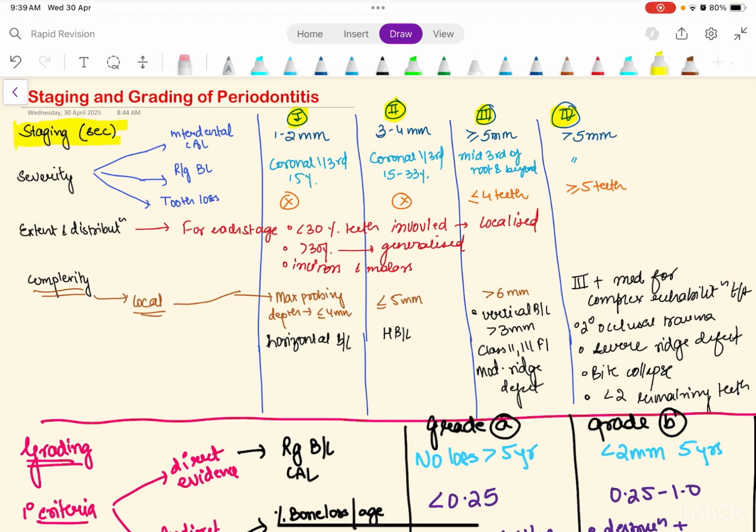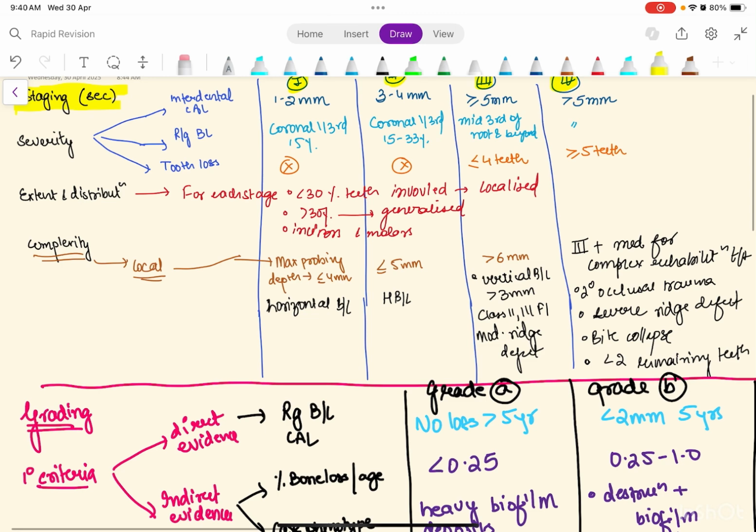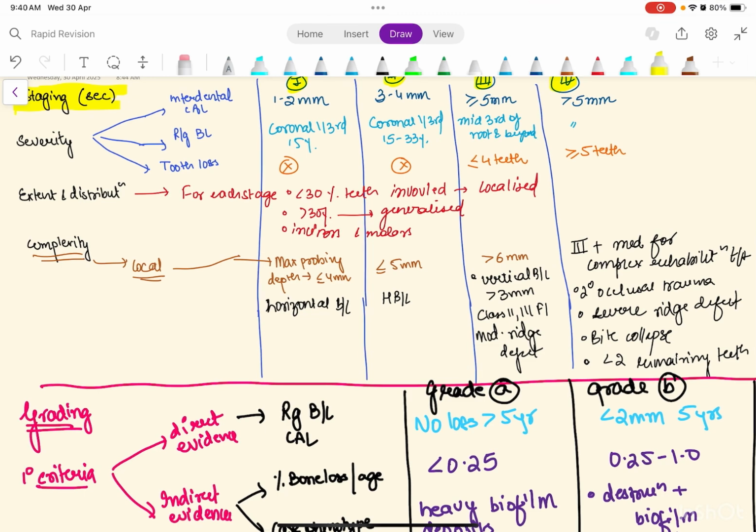So 1 to 2, 3 to 4, 5 or more, 5 or more. Okay, radiographic bone loss: first is coronal third, less than 15%, second is 15 to 30%, then mid third, and same for fourth. Tooth loss will only be seen in 3 and 4, in 3 it's 4 or fewer, and in 4 it's 5 or more. Then if less than 30% of teeth are involved, it's localized periodontitis. If more, then generalized. And the third pattern is involvement of the incisors and molars.